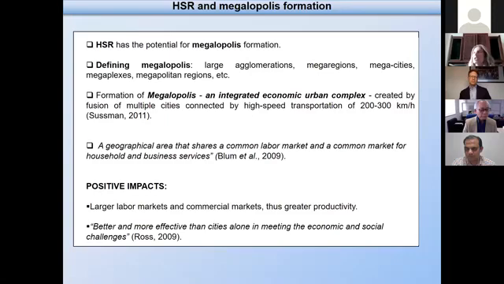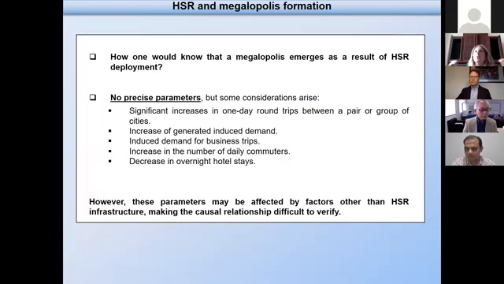So what is the power of high-speed rail? Why are two cities working together better than two cities working separately? Well, because of the increased productivity, because of the economic and social challenges that two cities working together can provide with respect to two cities working separately.